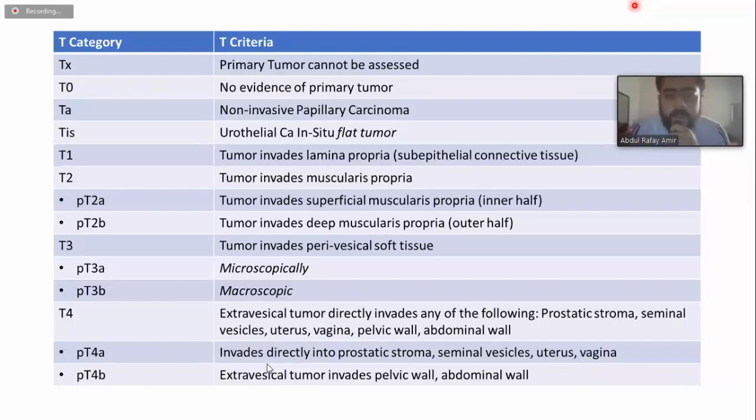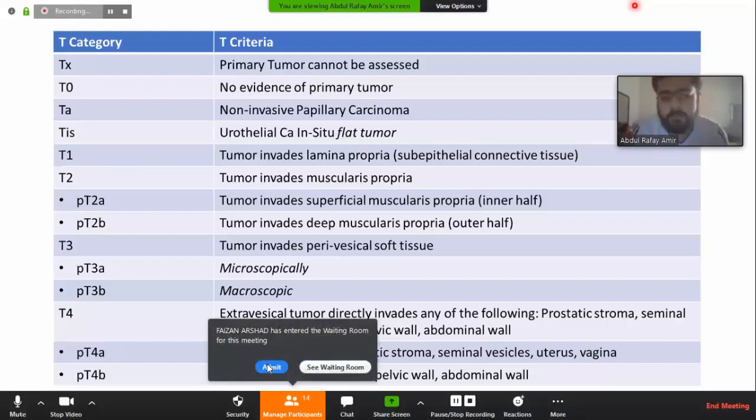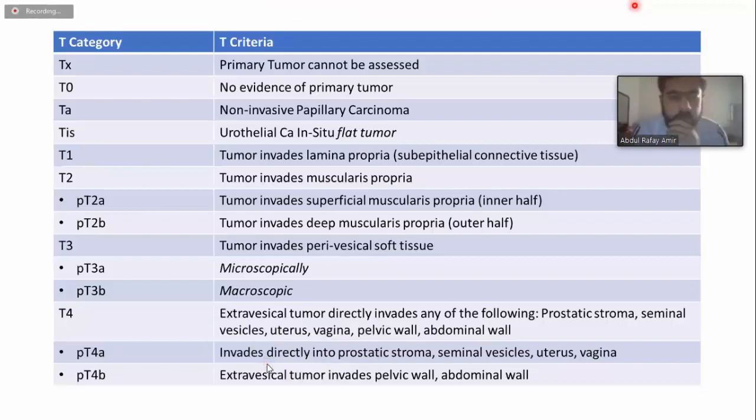We have studied it in the previous slide, so I will just review it here once again. TX, tumor cannot be assessed. T0, no primary tumor was found. Ta, a non-invasive papillary carcinoma. Tis, a flat carcinoma in situ. T1, the tumor invades the lamina propria. This is the non-muscle invasive category, and the rest is the muscle invasive category.